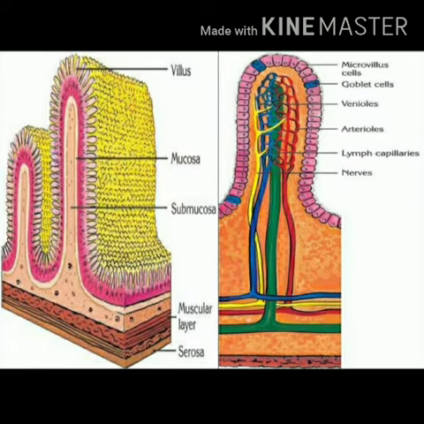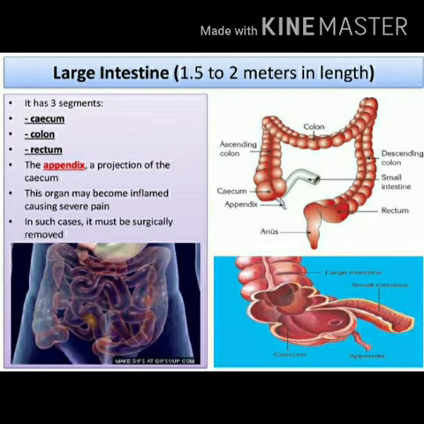Okay, so that simplest form is now transferred into the blood, and from the blood it is transmitted into the different body cells. And most important is, in the intestine there are two glands present: Brunner's glands and crypts of Lieberkühn. They secrete the digestive juice, or intestinal juice, whose name is succus entericus. So next is the large intestine.